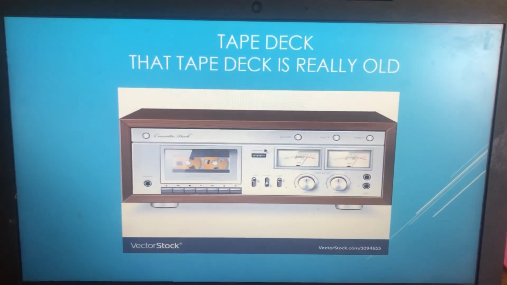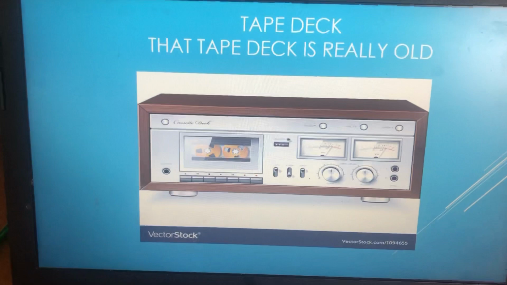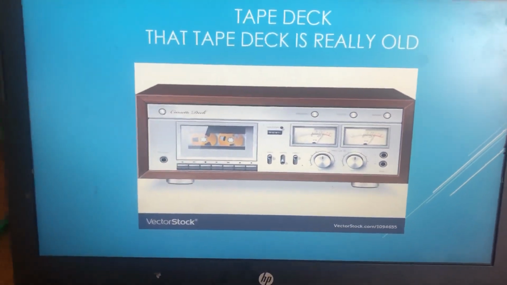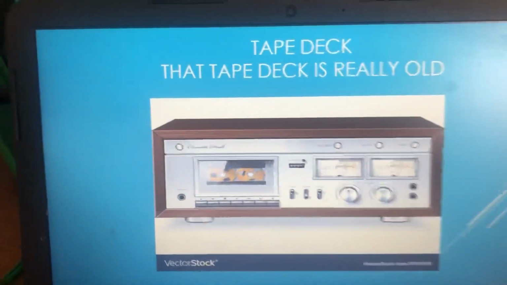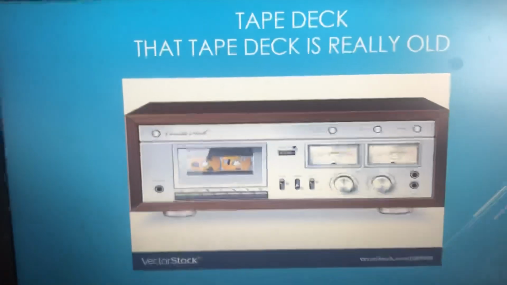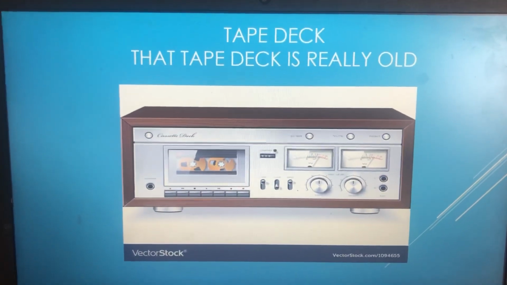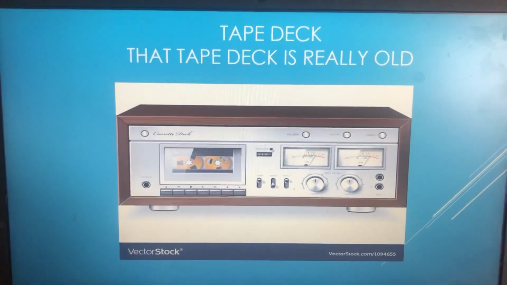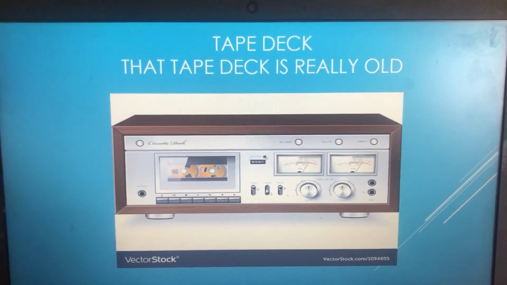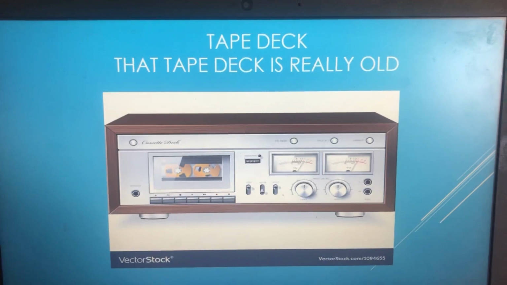Now let's go with sentence number 8. The tape deck is really old. Look, we continue with this one. This is a tape deck. And in here you can listen to music too, but using the cassette that we mentioned before. So please repeat tape deck.